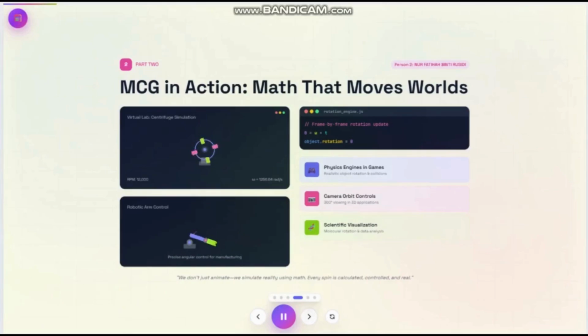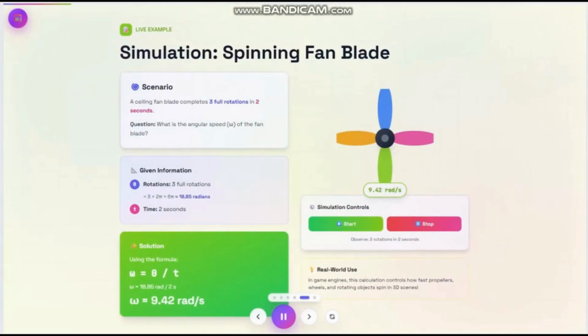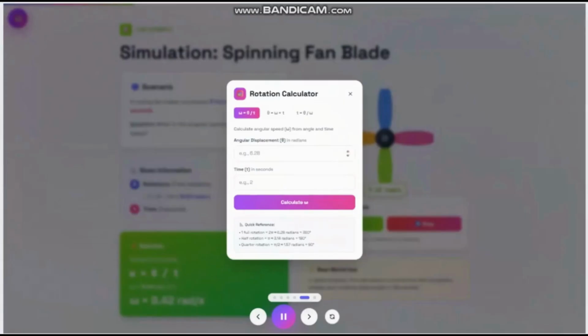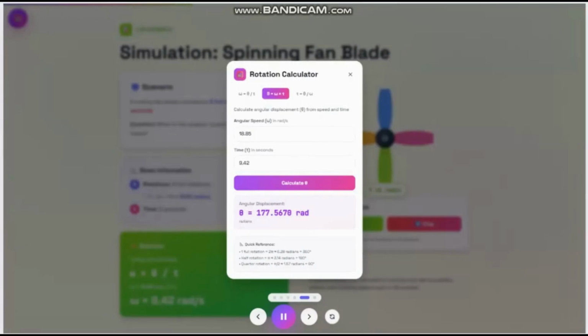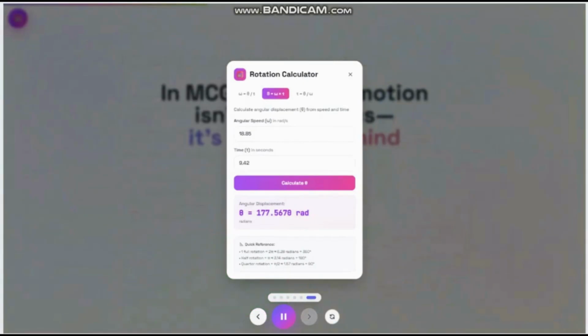Moving on to the next section. Imagine a ceiling fan blade completing a full rotation in 2 seconds. What's its angular speed? Here's the information already given. We apply the formula here. We type in the speed of the fan and the time given. We calculate it and we get 177 radians.